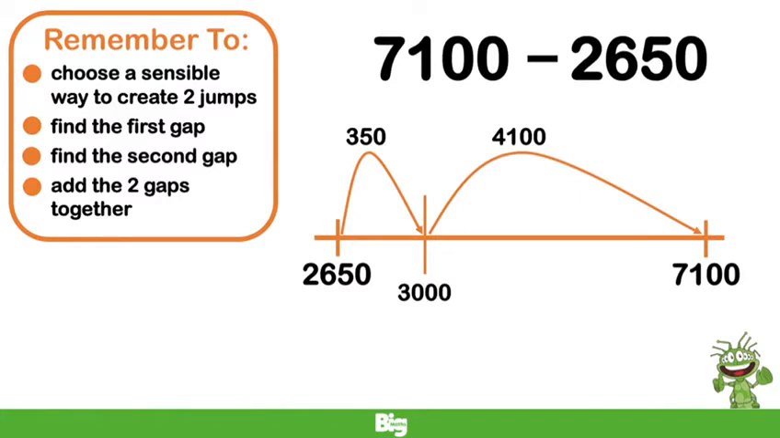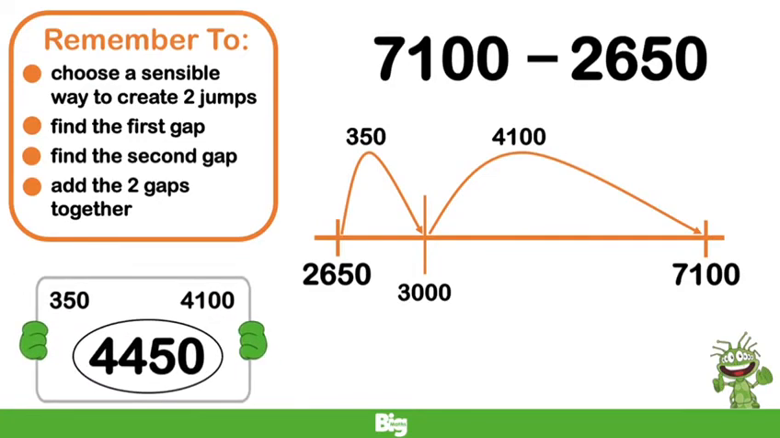Now we move on to the next part. Same method as Monday and Tuesday. You're adding your two gaps together. If you struggle with doing this, you could do a place value grid. You could do the column method. You could just do it in your head, however you want to. But once you've added those together, you found the difference, 4,450. Once you found the difference, you can answer the equation. So if we subtract 2,650 from 7,100, we're going to be left with 4,450.